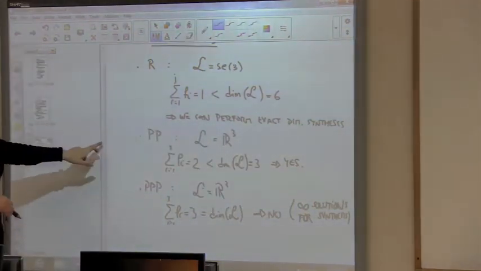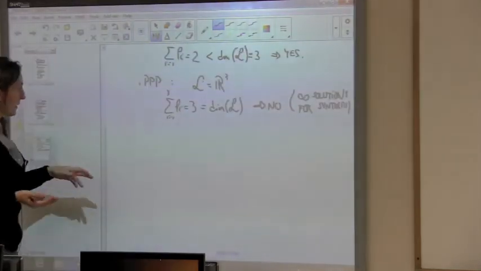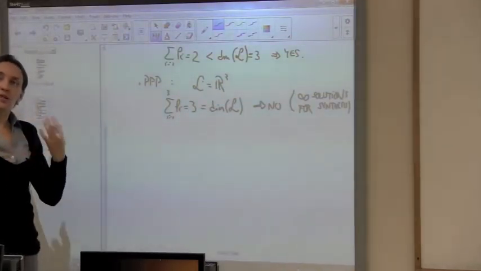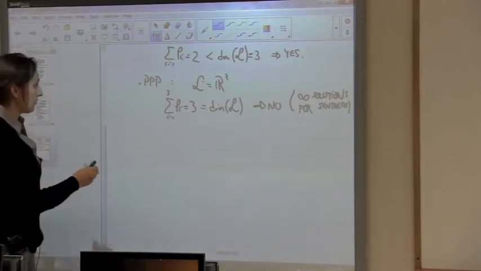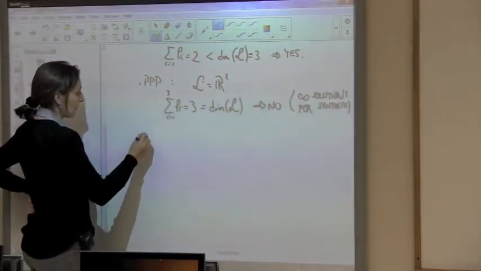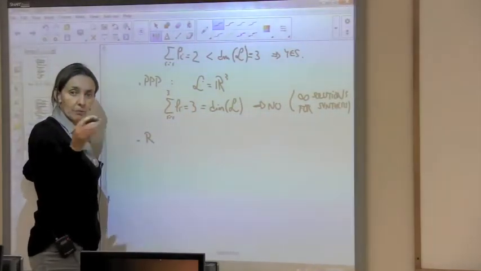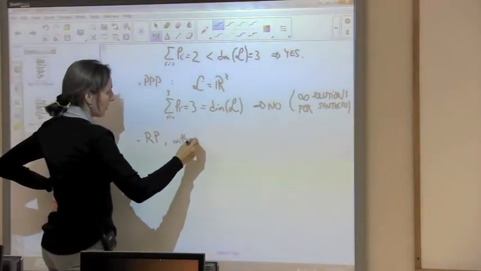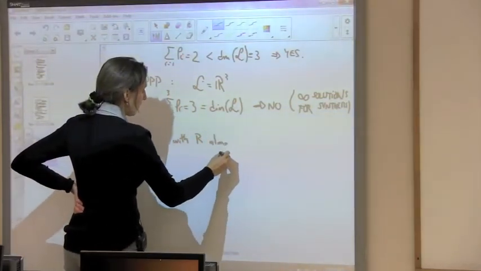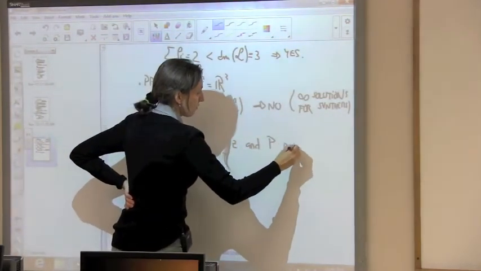All right, let's do another one. Let's put some restrictions. So far we have been generic, so imagine that we want to design a system in which we have a revolute joint in the z direction and a P joint which is perpendicular. RP with R along Z and P perpendicular.